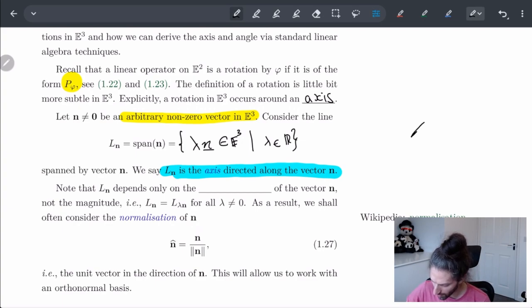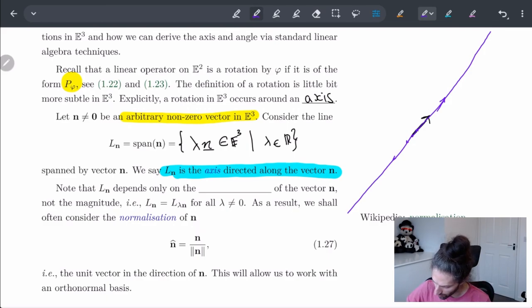So we can actually do this in two dimensions as well. Say I have some vector like this. And what this line is going to do is take all linear combinations, right? So basically I have this vector, this vector, this vector, this vector. So all scalar multiples. And if you look at this, this is going to give me a line.